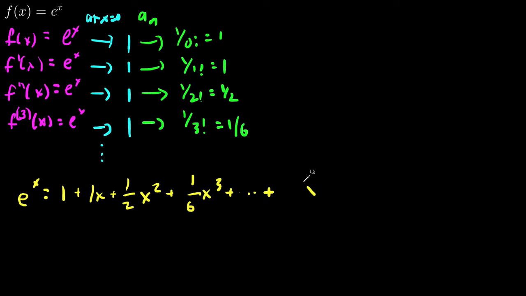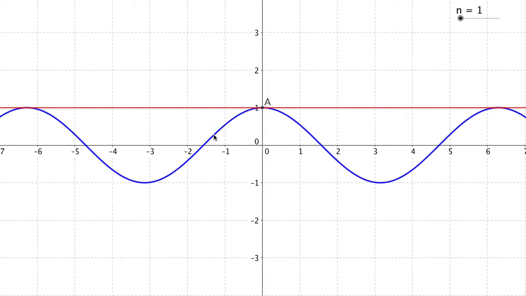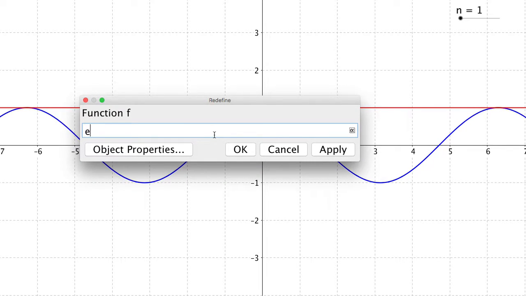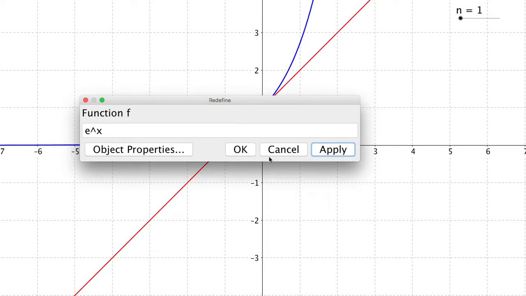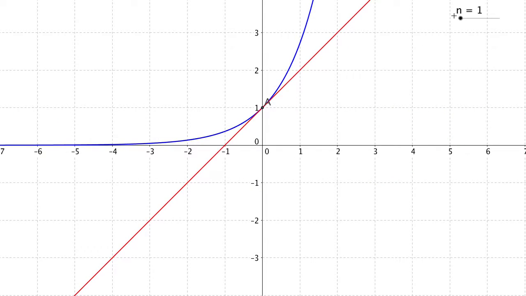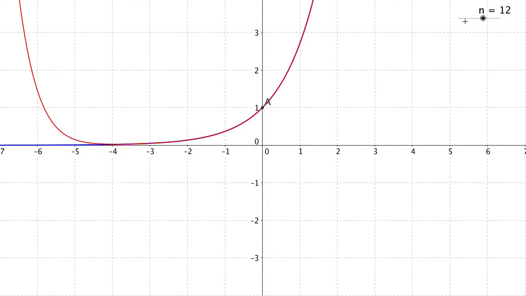And I'll do it this way. I'm dividing by 0 factorial, 1 factorial, 2 factorial, 3 factorial, dividing by n factorial. So there is that series. And graphically, I'm going to change this to e to the x. You gotta love GeoGebra. There's the linear approximation, and as I add more and more terms onto it, you can see that it gets better and better, further and further out. Since it converges everywhere, if I take the limit as we approach infinitely many terms, it will equal e to the x everywhere on the real numbers.